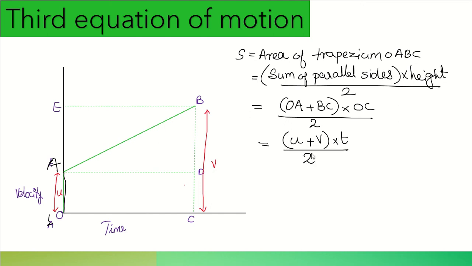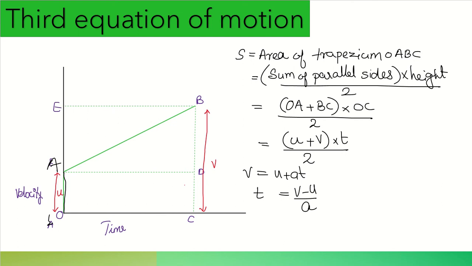Now we have found an equation for distance traveled, right? The third equation doesn't contain time. It is v square minus u square is equal to 2as. So how do we derive it? We can just eliminate the time. For that, I am using the first equation of motion, v equals u plus at, or time t is equal to v minus u divided by a. Now I am going to substitute this time in the equation for s.